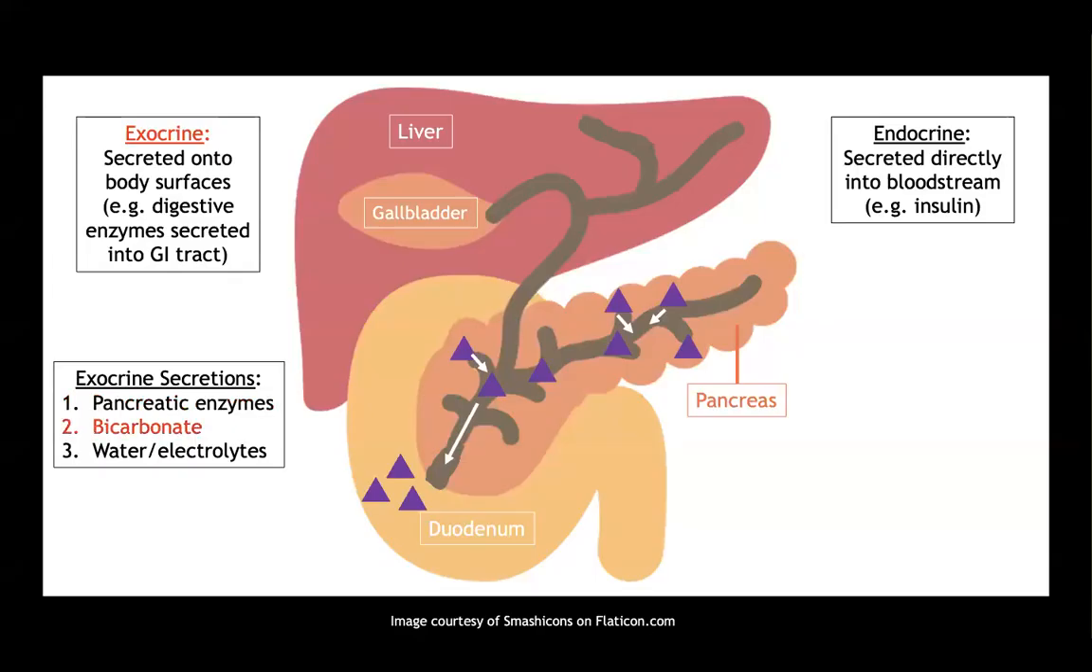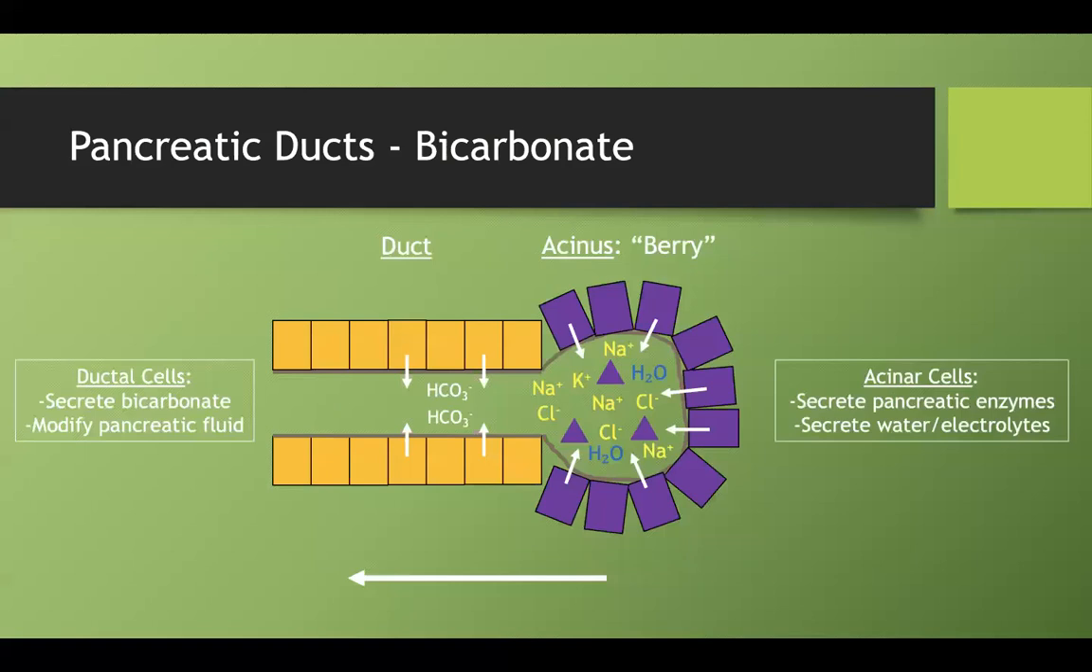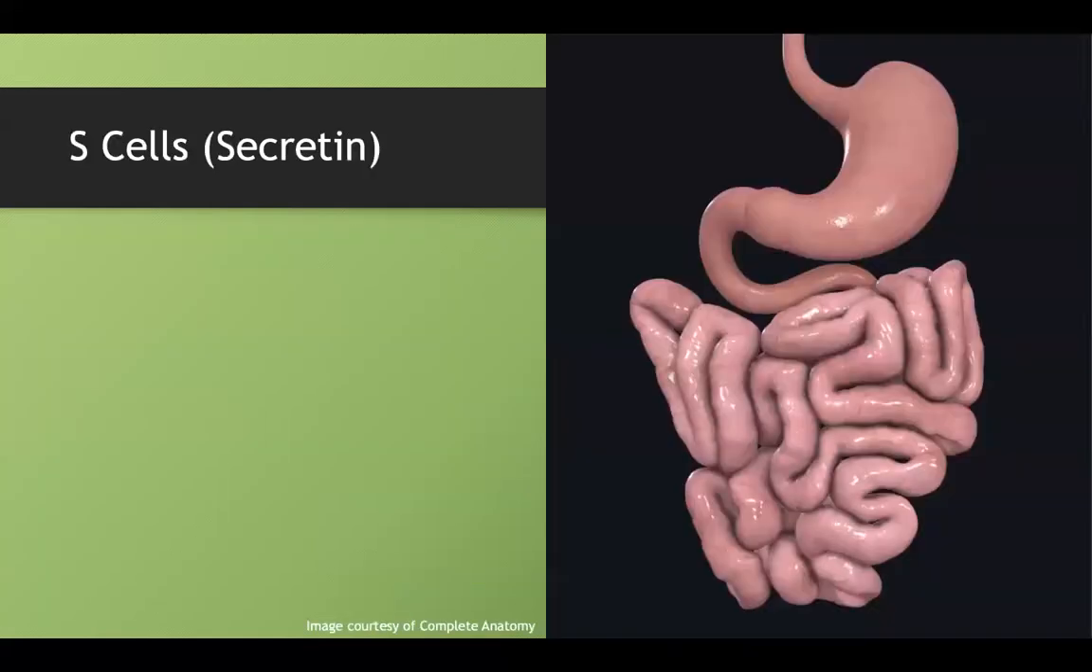So I'll briefly talk about bicarbonate. We've kind of brushed on this before. I just want you to know that the ductal cells are the cells responsible for secreting bicarbonate right here. And how do they do that? So what happens is that S cells can produce a hormone called secretin. And again, we've talked about this. This is a slide from the small intestine lecture as well.